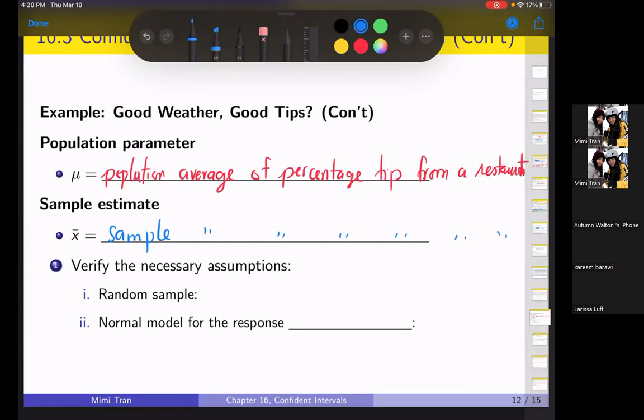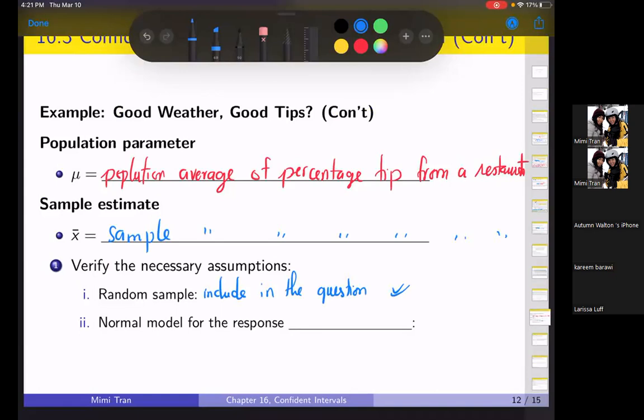There are two assumptions in order to do this. First, your sample should be a simple random sample. You don't have to prove this. It's going to be included in the problem. I'll never ask you to prove this. Always simple random sample, I mean, not biased. Second, the normal model of the response.